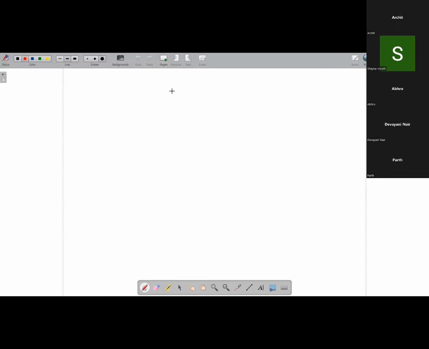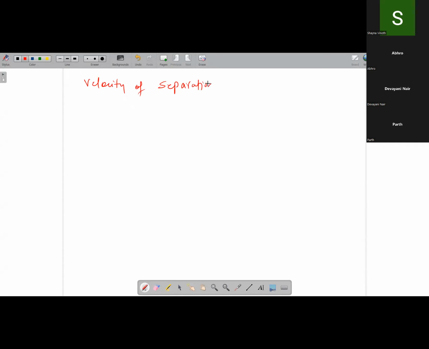Okay, so today we are going to start with velocity of separation and approach. So what is this velocity of separation and approach?